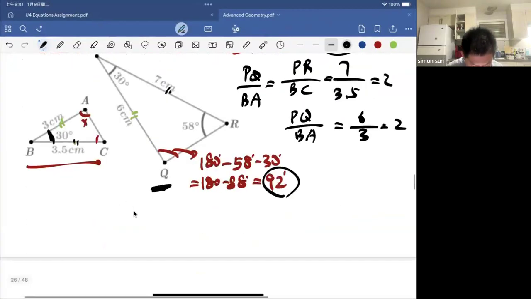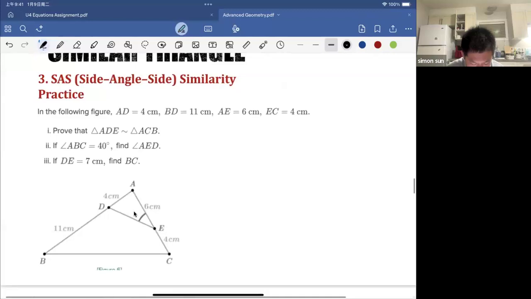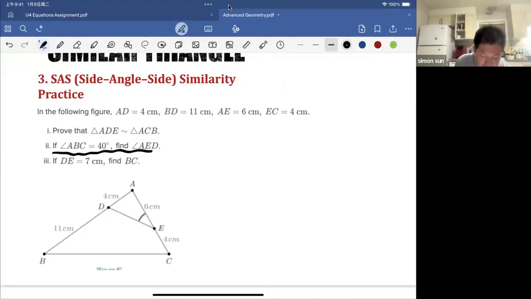Okay, let's look at another one. This one. First, let's do the second question because it's already given here. The two triangles are similar. Okay, AD is 4. BD is, let me just, let's do the second question first.